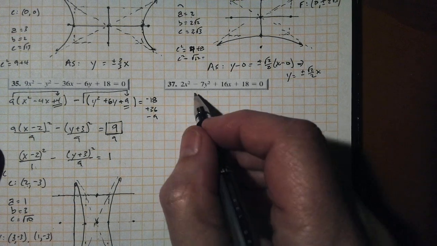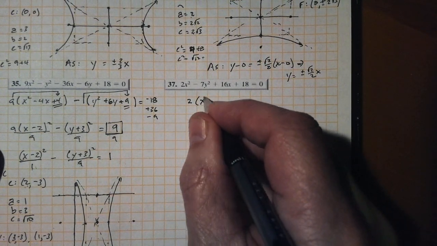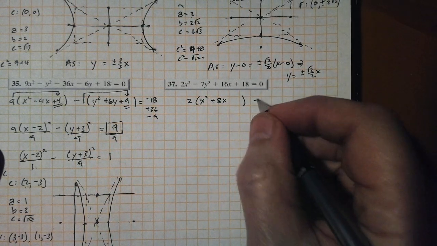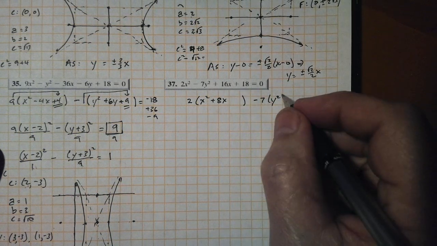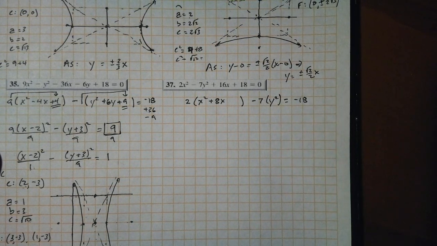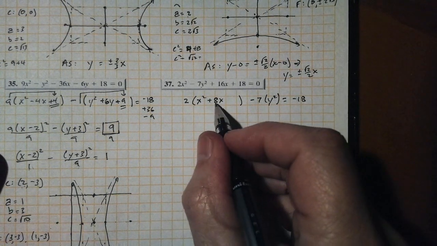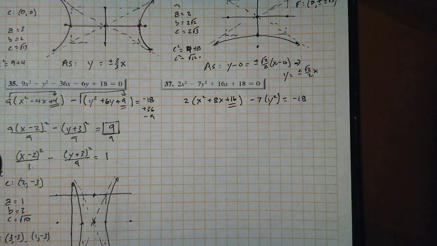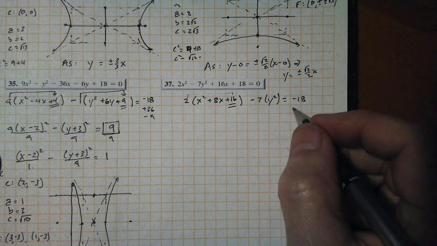Welcome back. I'm going to group my x's, factor out a 2. I'm going to group my y's, factor out a -7. But there are no more y's, and I'm going to subtract 18. The same equation rearranged. Half of 8, 4 squared plus 16. Not the same equation anymore. What did I really just do? I really just added 32.